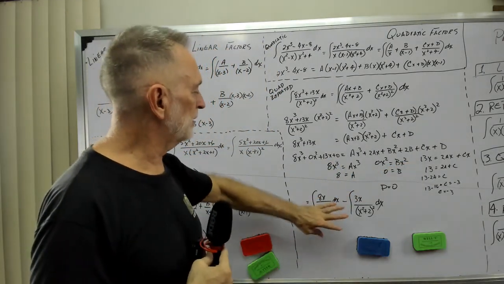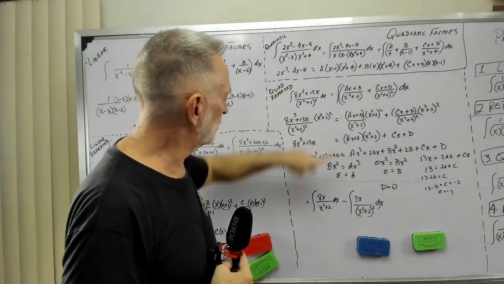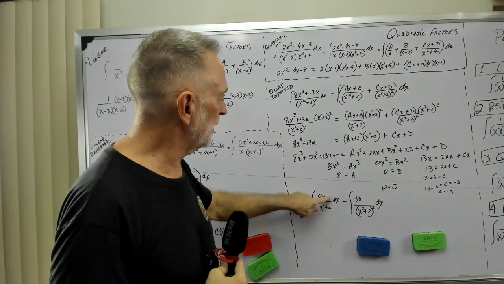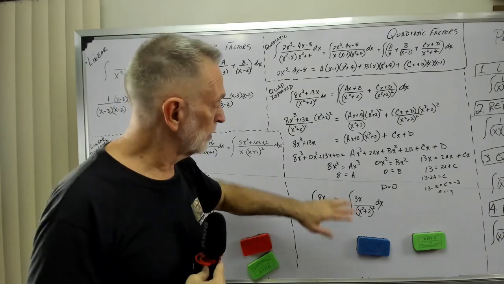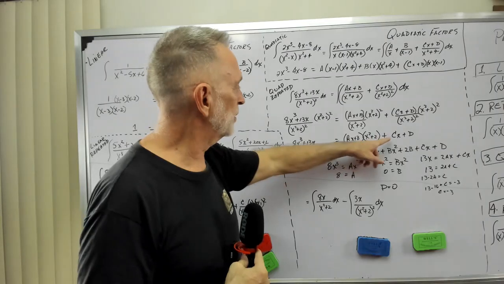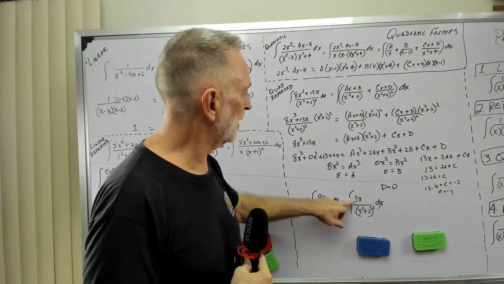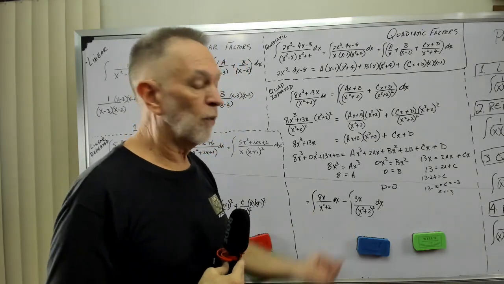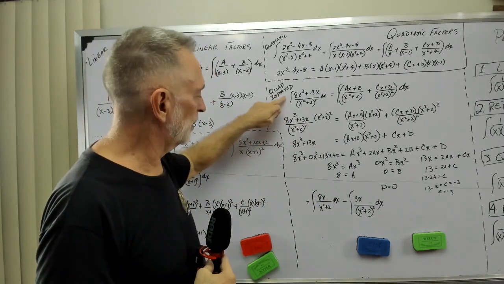And then I would take those terms. I have Ax plus B, 8x plus B, which B was 0, over x squared plus 2 raised to the first power, minus, which Cx plus D over x squared plus 2 squared, C was negative 3, and D was 0. So then you just perform the integration on those, and that would provide you a solution for this integral.